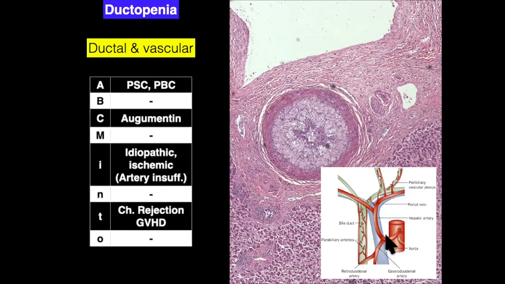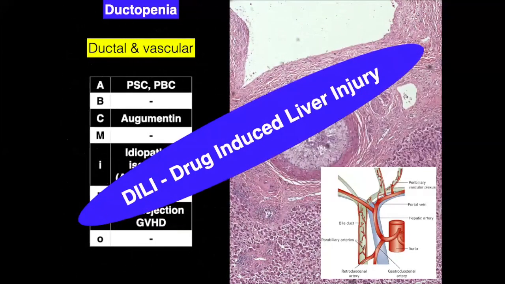Especially remember this picture. Whenever there is a vascular compromise, especially in transplant, we will have biliary ductular damage. That you have to remember. That happens in chronic rejection and graft versus host disease. And the other thing I asked you to remember, Augmentin. In relation to medicine, I want to introduce a term known as DILI, drug-induced liver injury. Please keep it in mind, and this should be in the differential diagnosis of any liver biopsy.